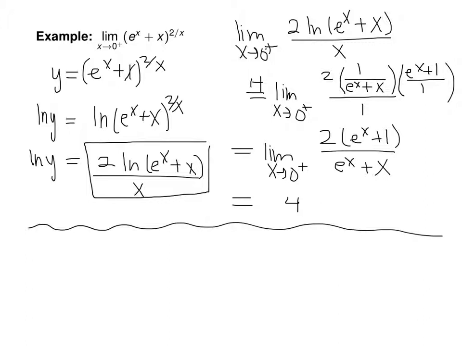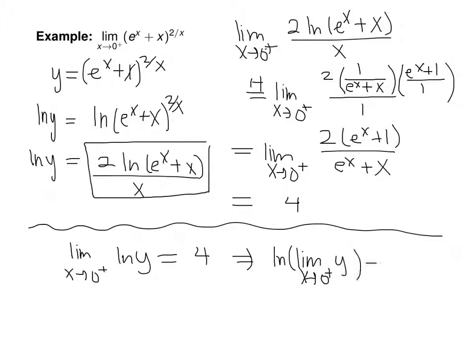Now you're not quite done. This told you that the limit as x went to 0 plus of ln of y was equal to 4. So that tells you that ln of the limit as x goes to 0 plus of y is equal to 4, moving the limit inside the log function, and therefore the limit as x goes to 0 plus of y is e to the 4th. That's pretty much almost as tricky as L'Hopital's rule will get, but the point is you have to manipulate the thing you're limiting so that you have a form 0 over 0 or infinity over infinity before you apply L'Hopital's rule.